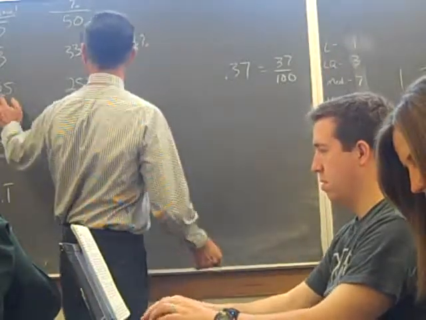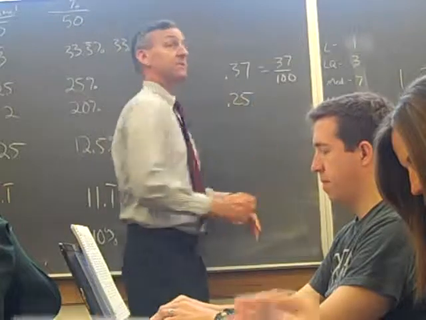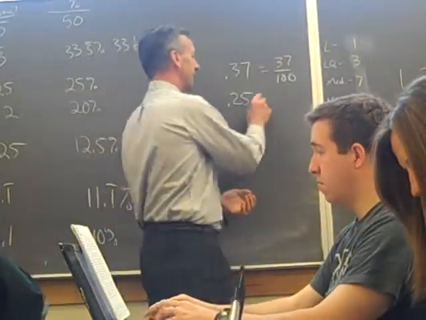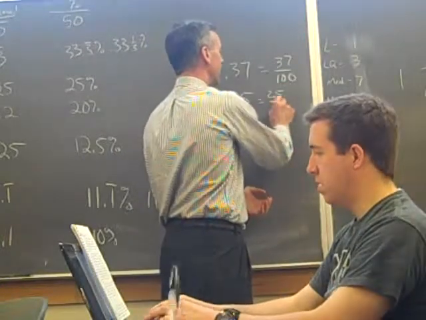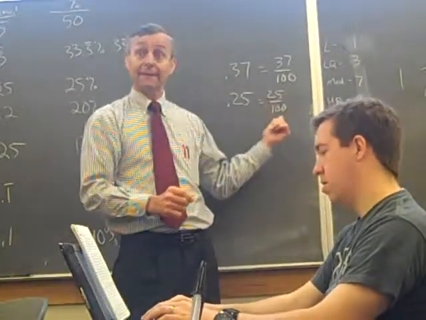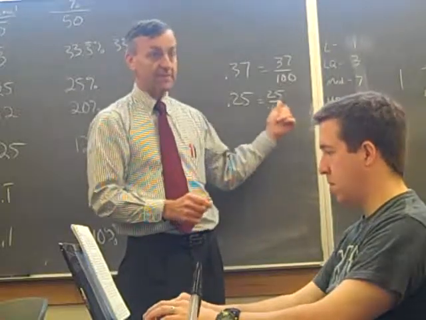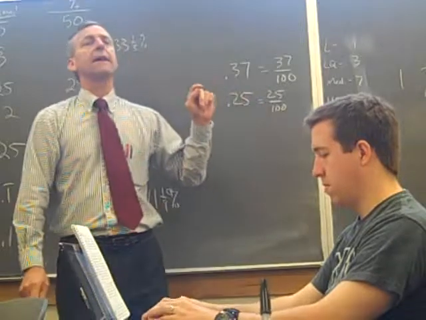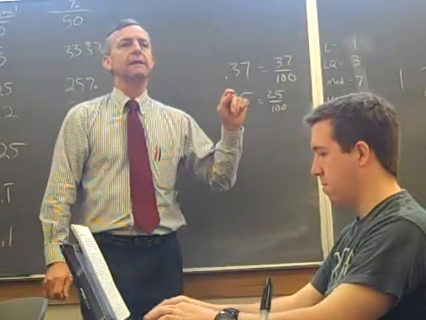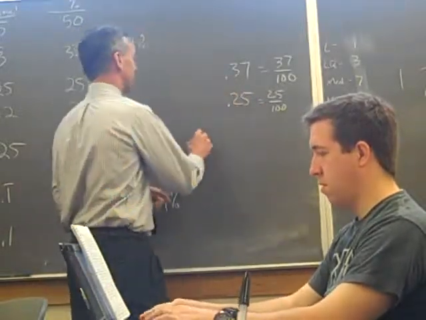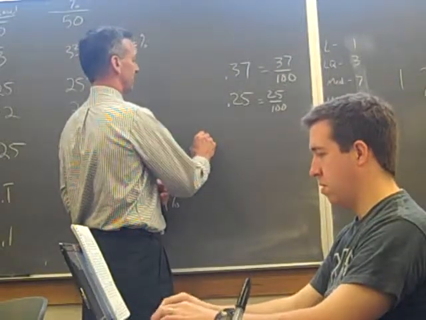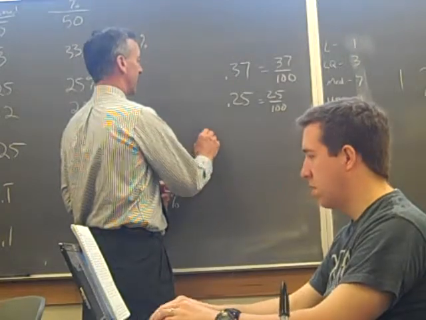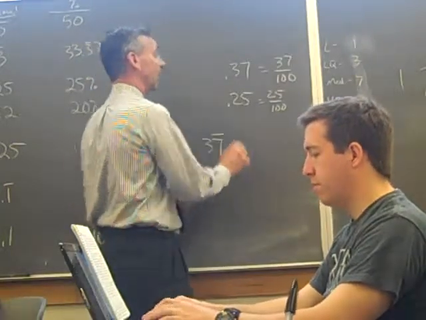We can do this one the same way. 0.25. It's what? 25 hundredths. Close your eyes. You have 25 hundredths. Sometimes you have to reduce it, simplify it. But that's how you do it, right? Unless, what if I give you this? 0.37 with a bar over the 7.